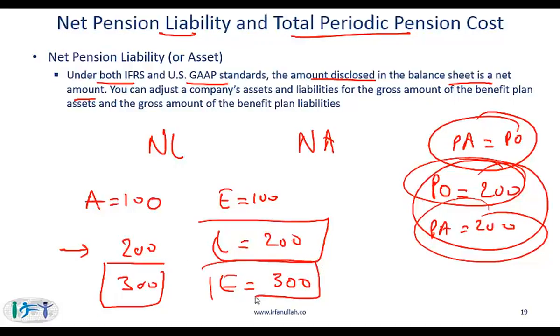So what is the point here? The point is that just taking the net number for the pension obligation can at times be misleading, especially if you are calculating leverage ratios and so on. So it is better that you take the full amount. It is referred to as the gross amount when you are coming up with your debt to equity ratios.